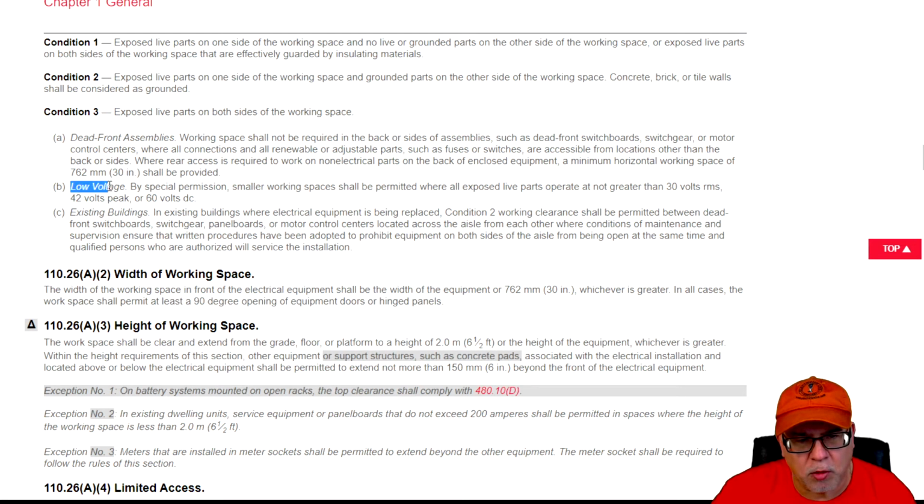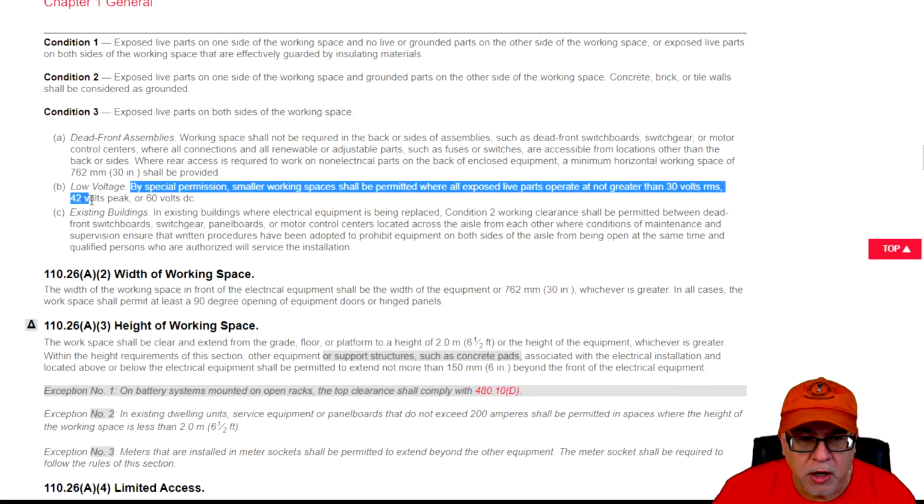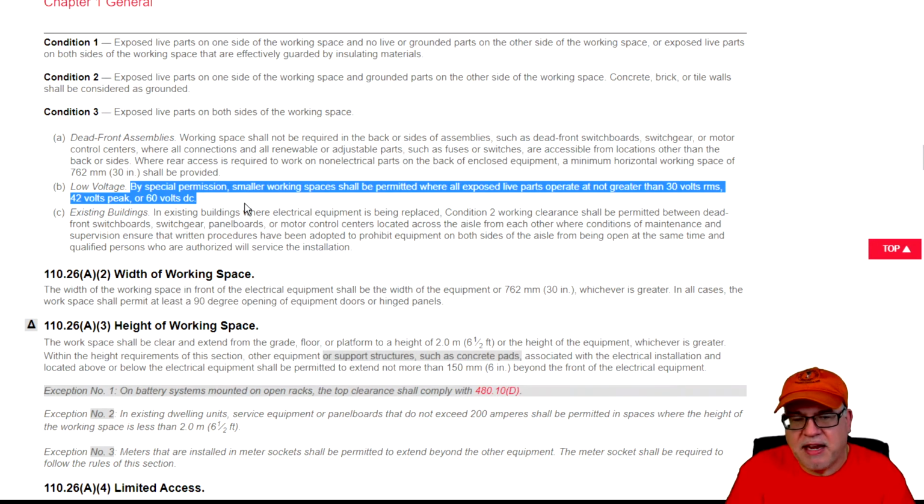Again, B says low voltage. It says by special permission, smaller working spaces shall be permitted where all exposed live parts operate at not greater than 30 volts RMS, 42 volts peak, or 60 volts DC. So anytime I have some equipment that's dealing with low voltage. What I really don't like that much about this statement is that, to be honest with you, anything 2,000 volts or less is really considered low voltage. So at least here they clarified where you don't need the working space on certain voltage classes. At least they spelled it out for us.